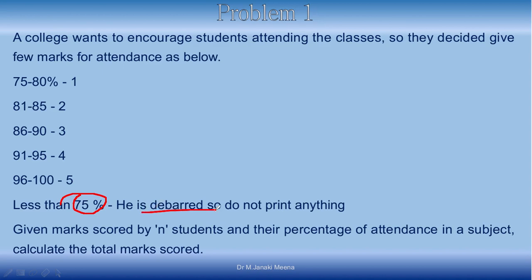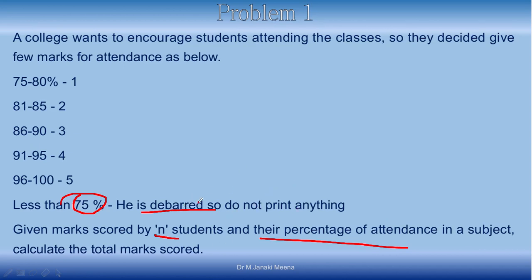Okay, so don't print anything. Now you are going to be given marks scored by n students. There are n students in the class, and you will be given marks scored by n students and their percentage of attendance in the subject. And you have to print the total marks scored, and you should not print if the student is debarred.